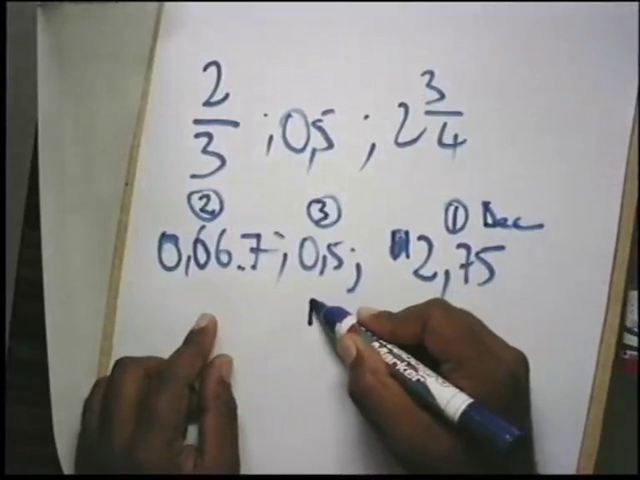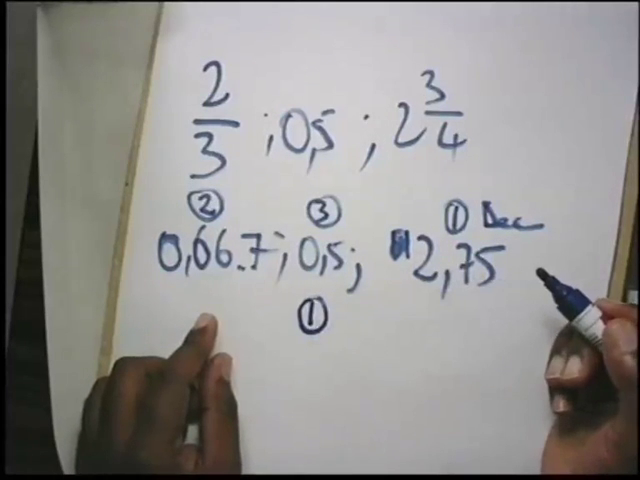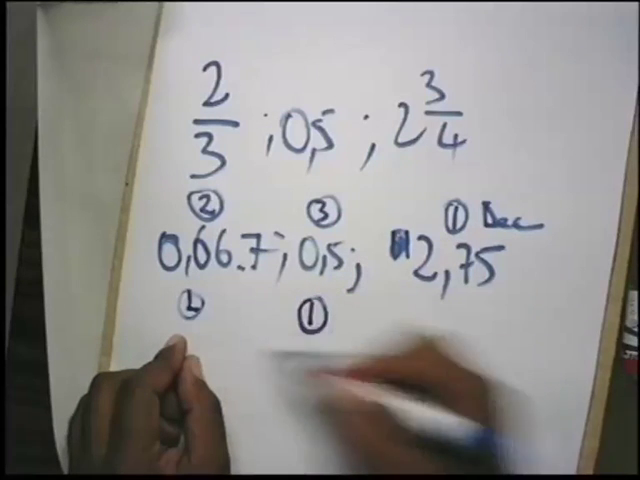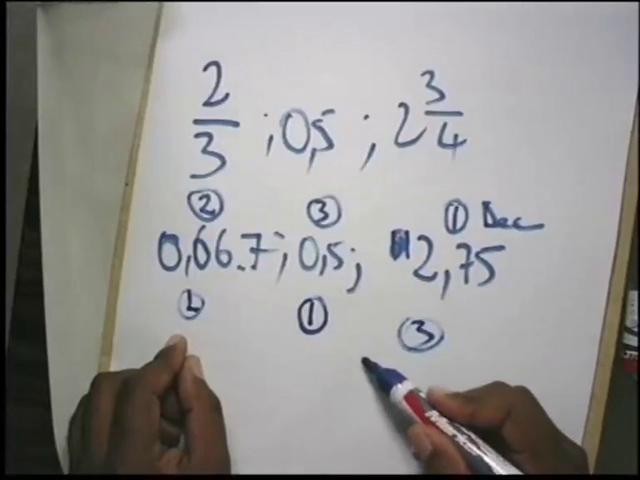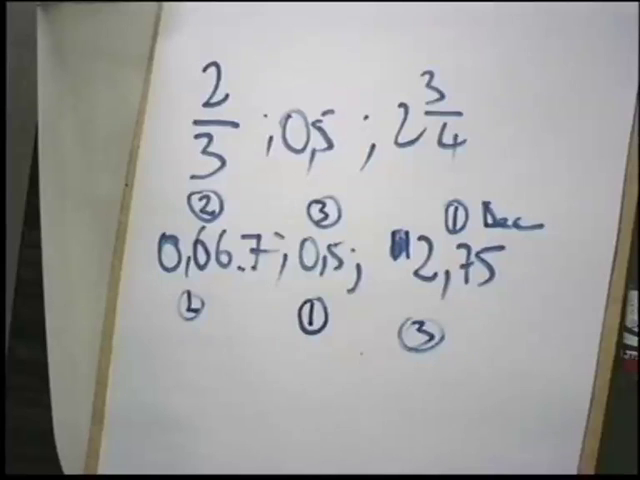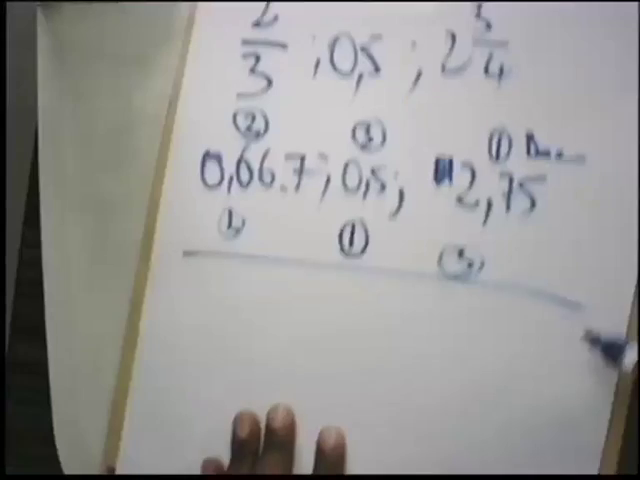So this one will be our number 1, this one will be our number 2, and this one will be our number 3 for ascending order. That's what you just have to take care of. You have to first write them as decimals so that you can see them easily. Now, let's look at the next one.